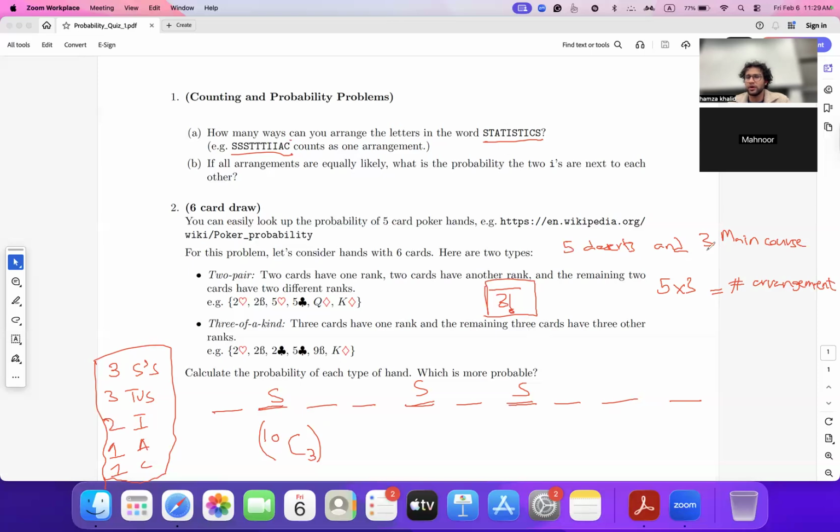Because these are independent choices, likewise, these are independent choices. So from my 10 slots, I'm basically picking three and then putting my S's there, right? Likewise, now my remaining slots are seven. So for seven, I choose again three and put my T's there. So let's say T is here, T is here, and T is here.